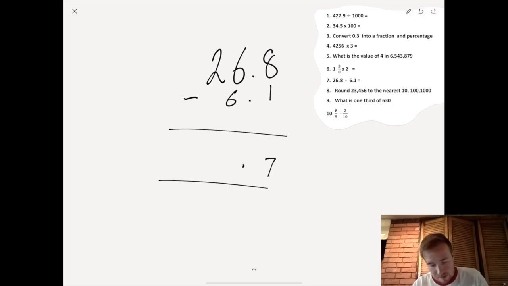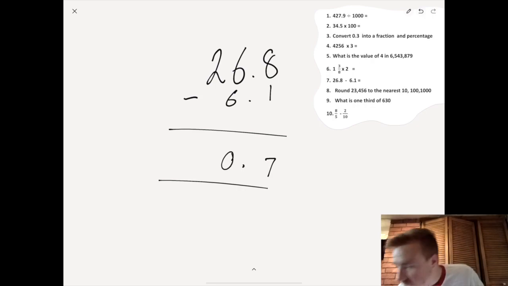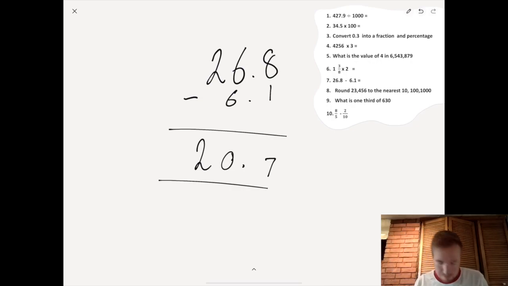6 take away 6 is 0. 2 take away nothing is 20. Well, on the answer there, it just says 20, which is absolutely not right, because it is 20.7.